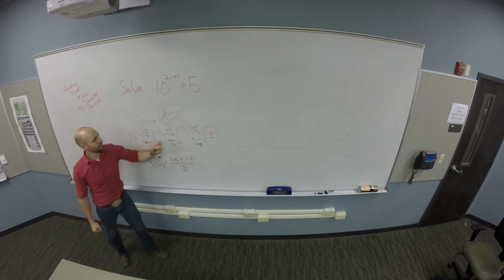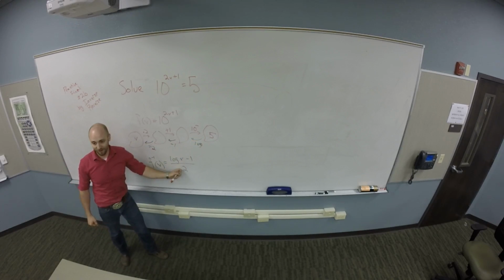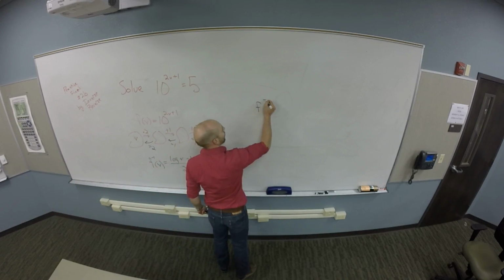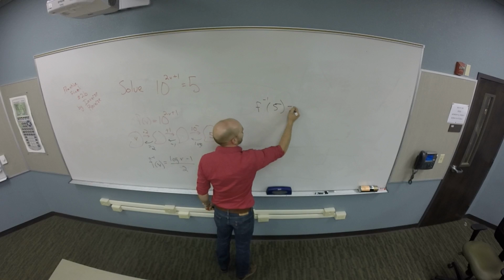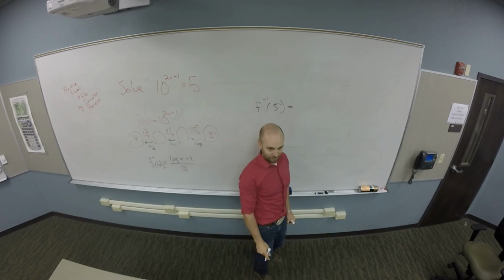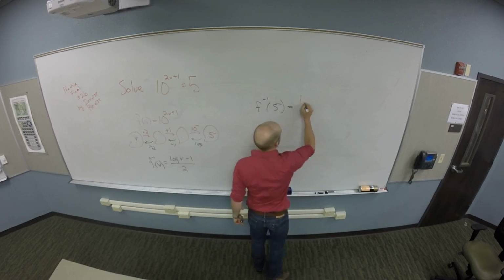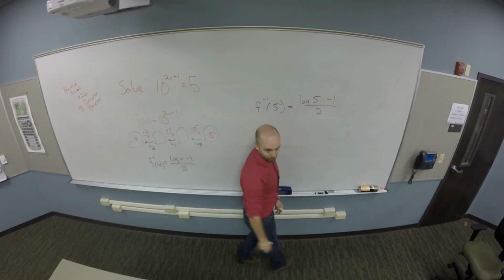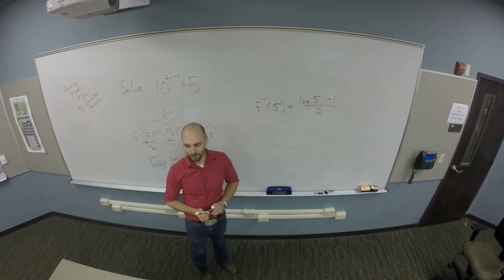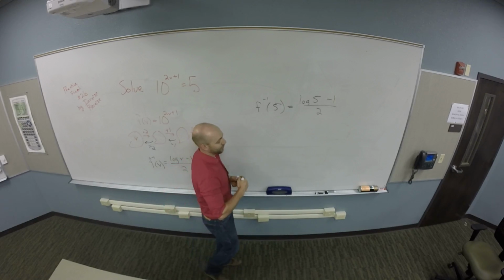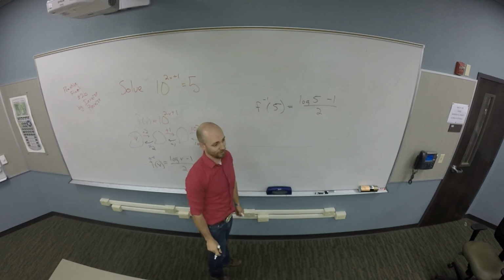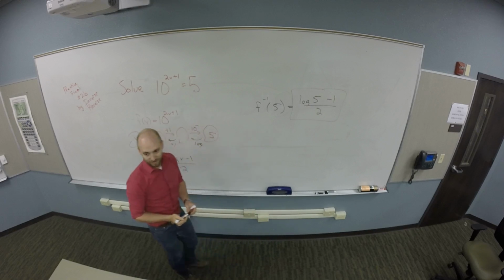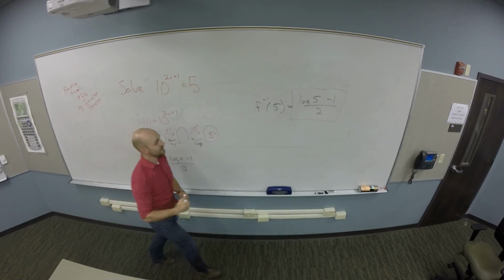Now, if I take 5 and plug it in here, what'll I get? Log of 5 minus 1 over 2, which has some decimal approximation. I got negative 1.5. Please note, this is the answer. That's the answer to v equals.